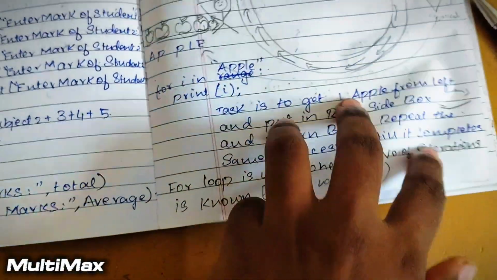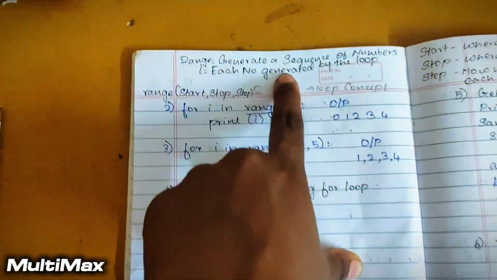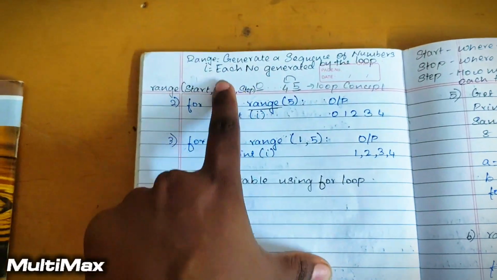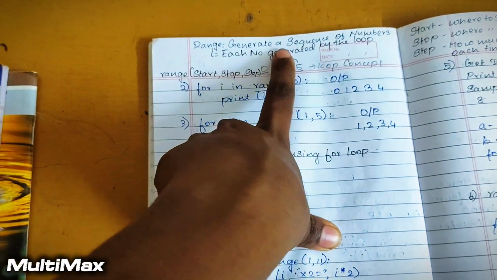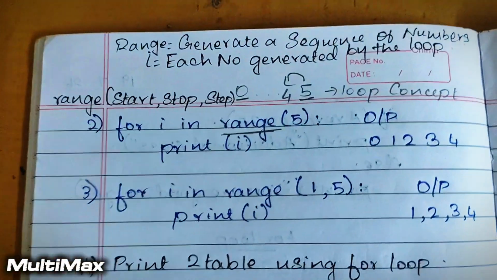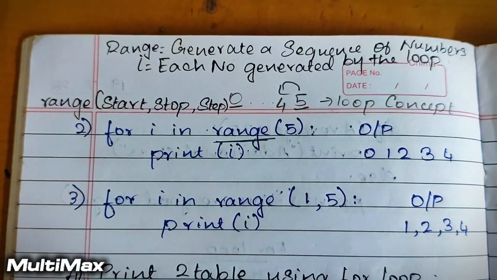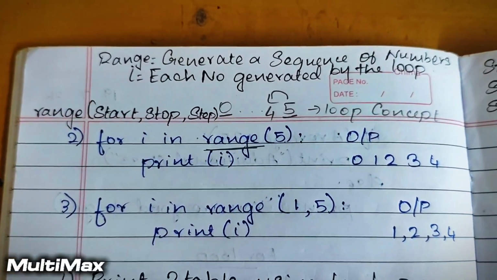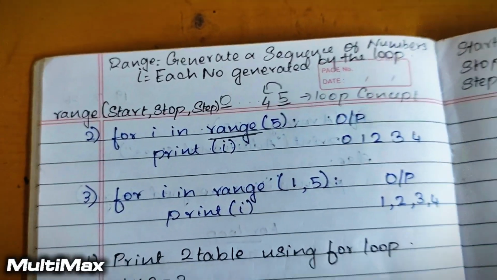Range will be given. So what's the range? Range means nothing but generate a sequence of numbers. Listen very carefully, guys. Range means it will generate a sequence of numbers, and i is each number generated by the loop. That's the thing I don't know.